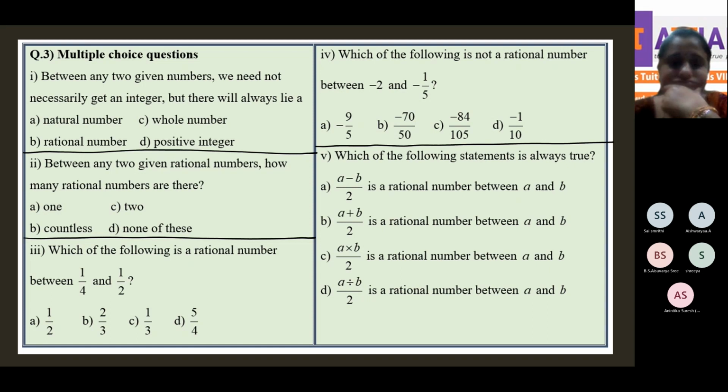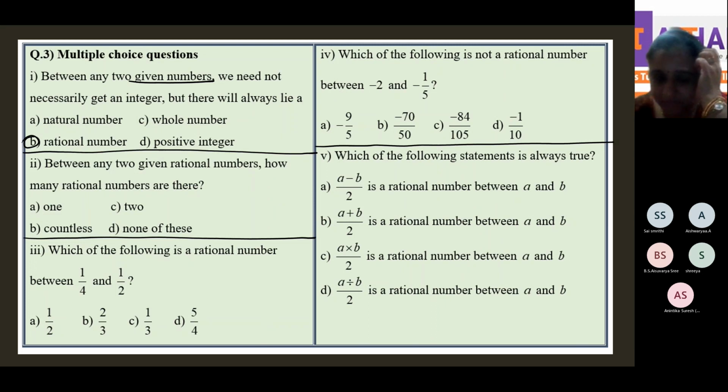Ma'am, the first number one is B. Between any two given numbers, we need not necessarily get an integer, but there will always lie a rational number. Any two given numbers they're saying. So I also go with B, rational number. There will always be a rational number. You can't say there's a natural number.